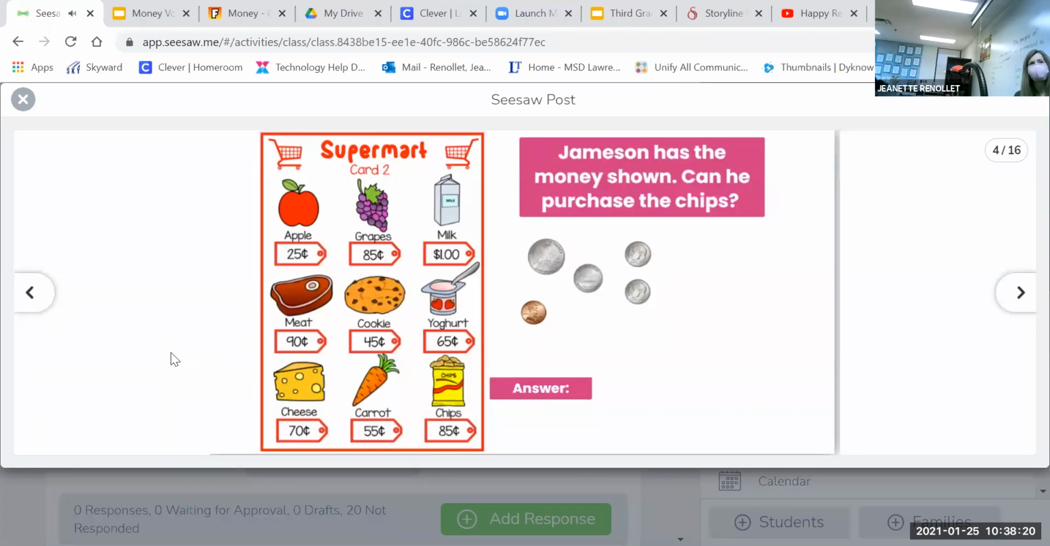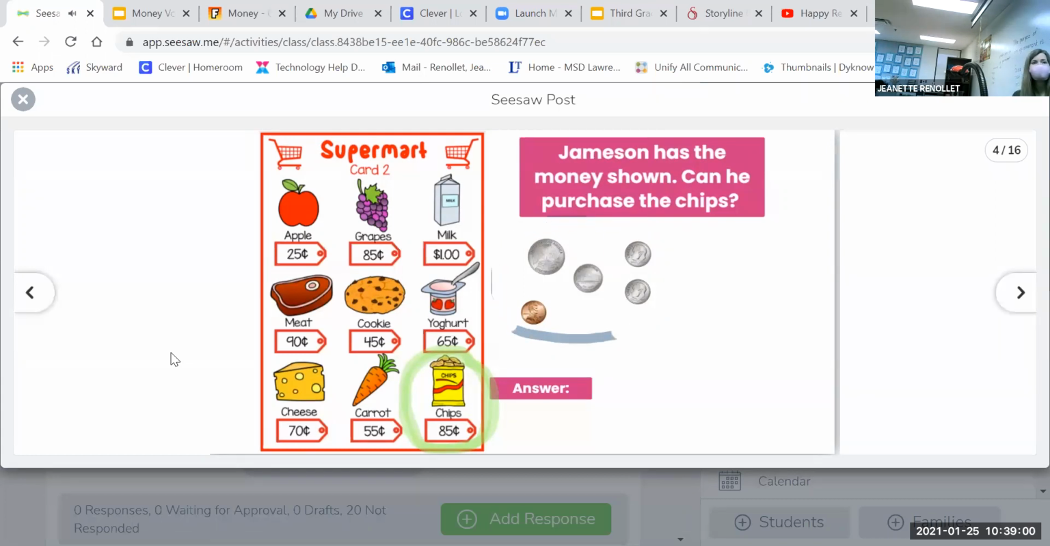Jameson has the money shown. Can he purchase the chips? So first, I want to identify where the chips are on my grocery store list. I notice the chips are down at the bottom and they have a value of 85 cents. The cost of the chips is 85 cents. So I need to look at how much money Jameson currently has to determine whether or not he has enough to make the purchase. So let's get to work.